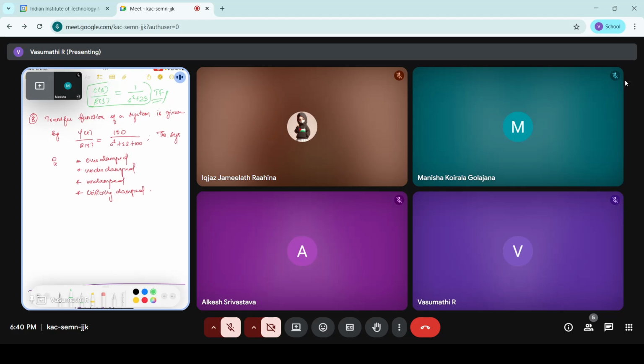Okay, right. So this is an example problem as I told before, where you want to find the zeta, omega n, omega d. So can you solve this and say in which classification this system will come under? Please put it in the chat box.